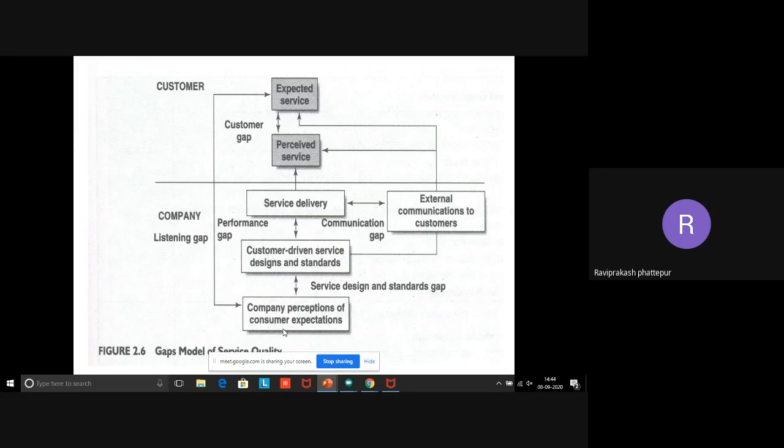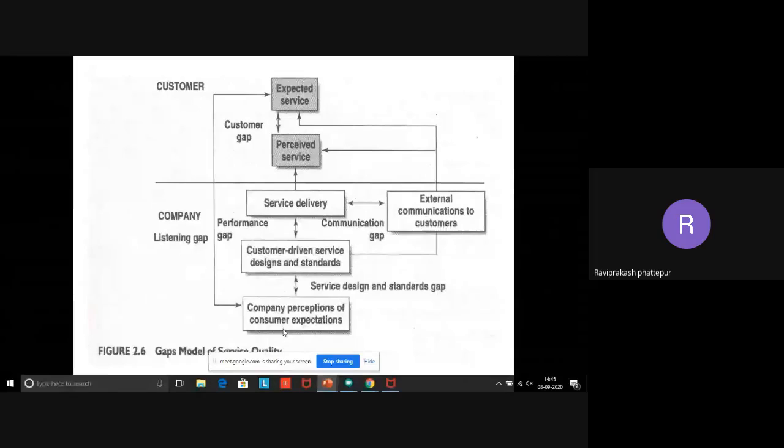In the communication gap, it is between the service delivery and the external communications to the customers. By external communication to customers, we mean there might be advertisements aired by the company where it says something is being provided or the company promises you something. If that is not met... For example, Airtel says we are the fastest internet provider in India, and gives proof from certain speed measuring devices or companies. If they say our speed is the fastest, and they don't deliver to the customer, that is the communication gap.